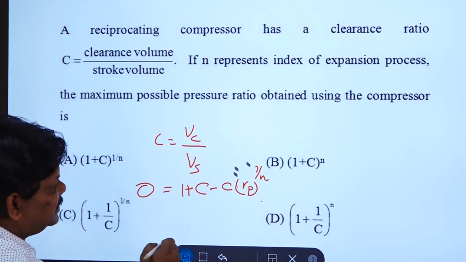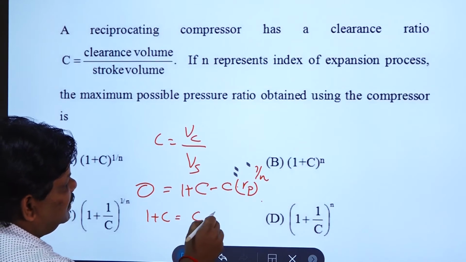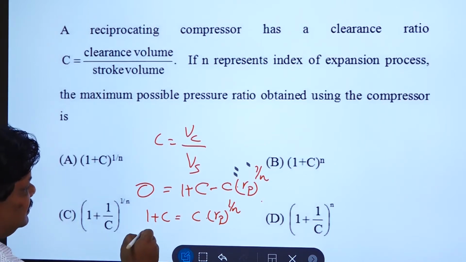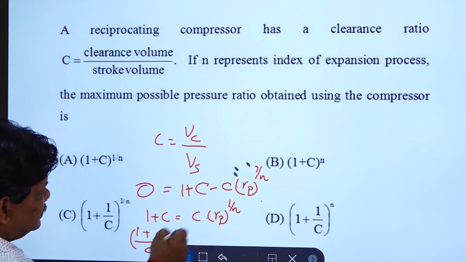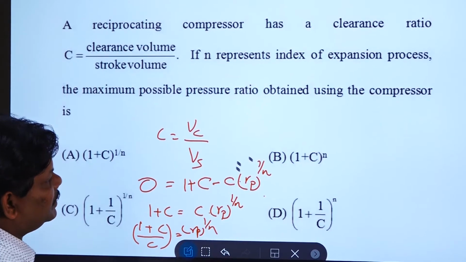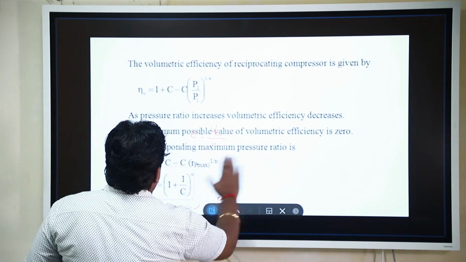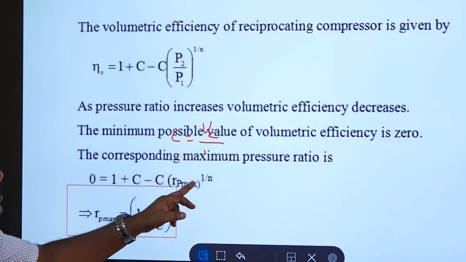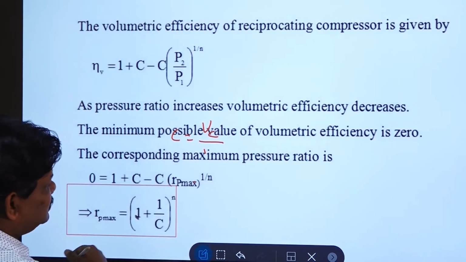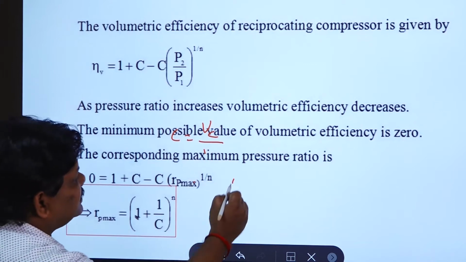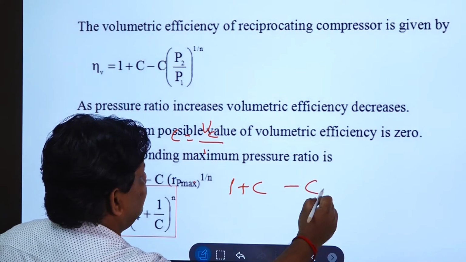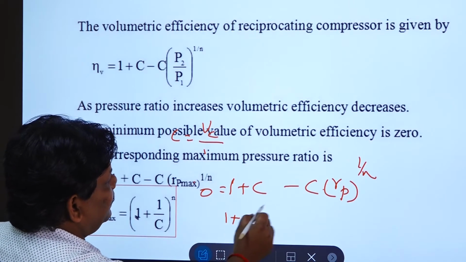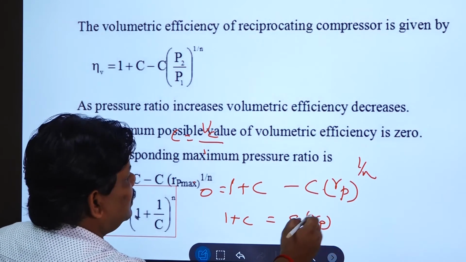So if you make this 0, you can see that 1 plus C will be equal to C into Rp whole power 1 by N. So this can be changed: 1 plus C divided by C will be equal to Rp whole power 1 by N. You have to make this Rp maximum, so that 1 plus C minus C into Rp max whole power 1 by N equals 0. You bring Rp max to one side and all the other terms to the other side, so 1 plus C will be equal to C into Rp whole power 1 by N.